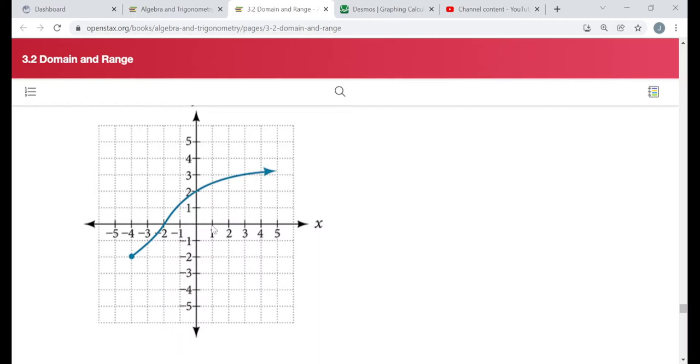1 is the x coordinate for this point. 2 is the x coordinate for this point. Pi, 3.14-ish, is the x coordinate for this point. 6, I know there's no graph there, but the arrow implies that the graph continues on. So 6 is an x coordinate for a point on this graph, even though you can't see it, it's implied to be there by the arrowhead. I hope that's clear. So I could go out to 1,000,000 for x, and the arrowhead implies that even 1,000,000 is an x coordinate for a point on this graph. 1,000,000,000, a trillion, a quadrillion, a googolplex, any value to the right of negative 4 on the x-axis. So we're going from negative 4 to infinity, we would say.